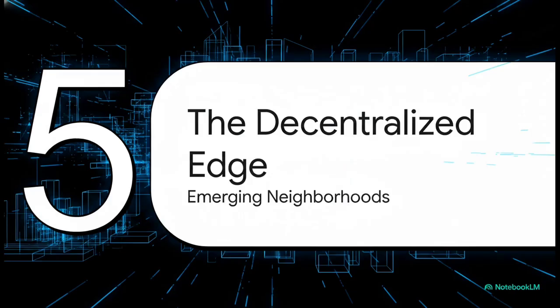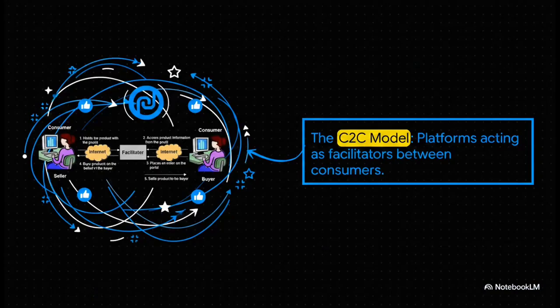Section 5. The decentralized edge, exploring emerging neighborhoods. In consumer-to-consumer, or C2C models, notice how the architecture totally shifts. Instead of a business selling to a consumer, the organization right there in the middle merely acts as a facilitator. Think of eBay. One individual acts as the seller, hosting their product on the facilitator's portal. Another individual acts as the buyer, accessing the portal to place an order. The platform just brings them together, making its revenue through listing fees or commissions, and relying heavily on community trust mechanisms like user ratings.